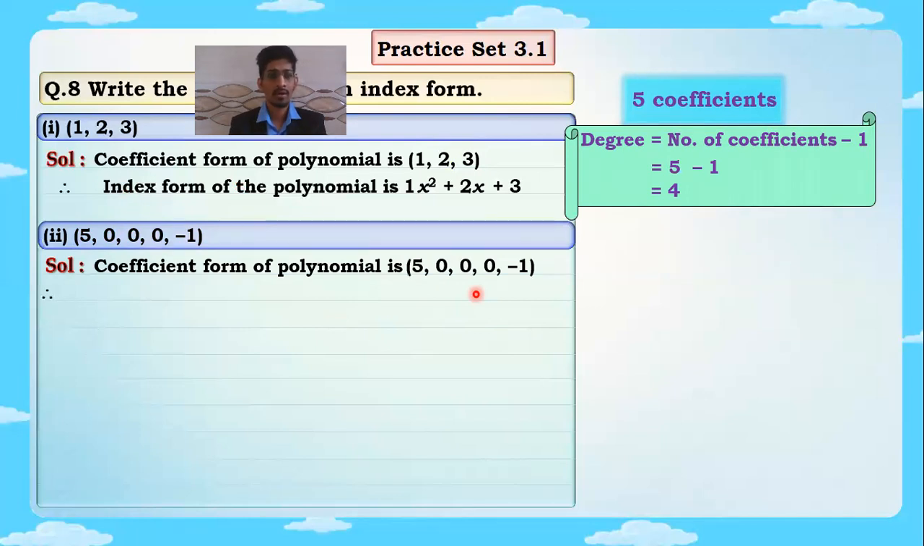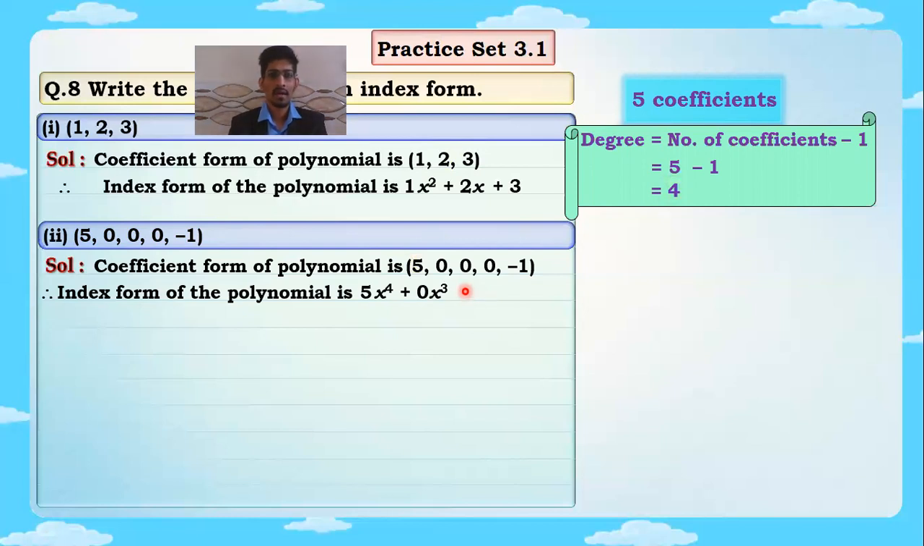So let us write down the index form of the given polynomial. Coefficient पहला कौन सा लिखना है? 5. कोई भी एक वेरिएबल, suppose I am taking again x raised to highest power 4. After this, raised to 4 के बाद it is 0, so we'll write plus 0 x raised to 3.